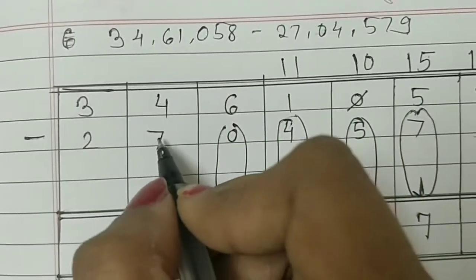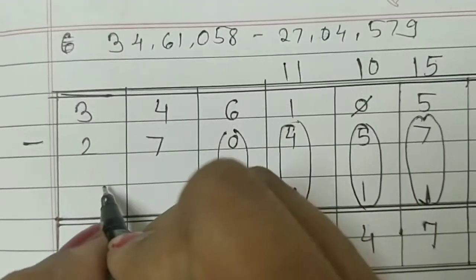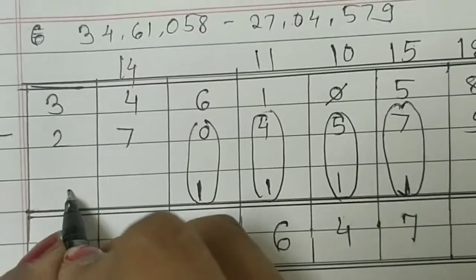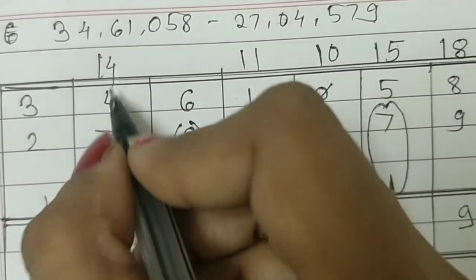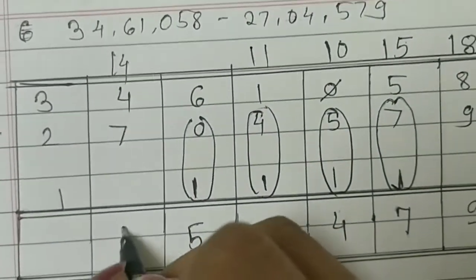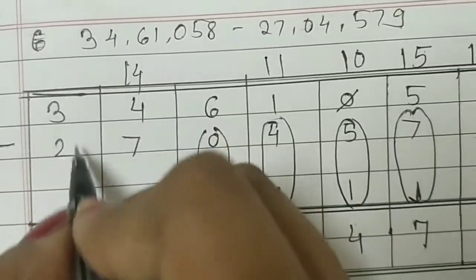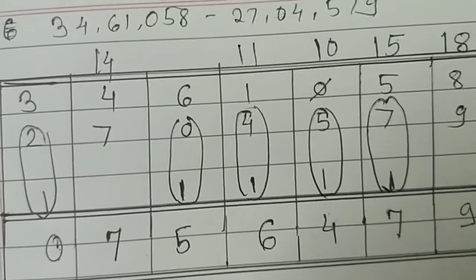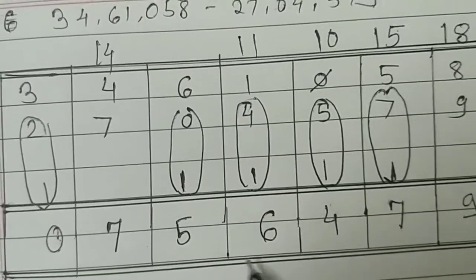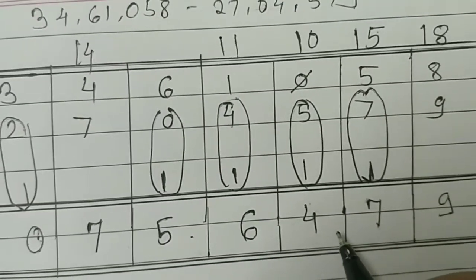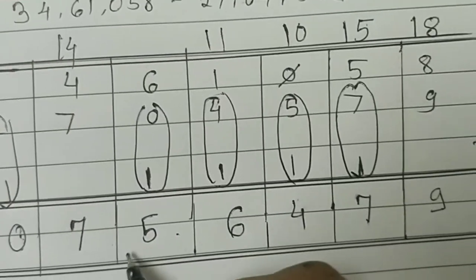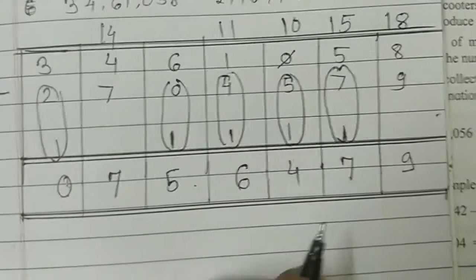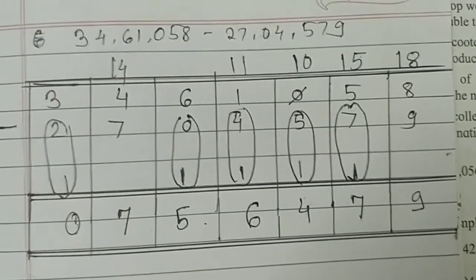Again the 4 minus 7. What we'll do? We'll borrow 1. So this becomes 14 and we'll return 1. So 14 minus 7 will give us 7. And this 3 minus 3, 0. So what we have here is 7,56,479. I hope you have understood this method.